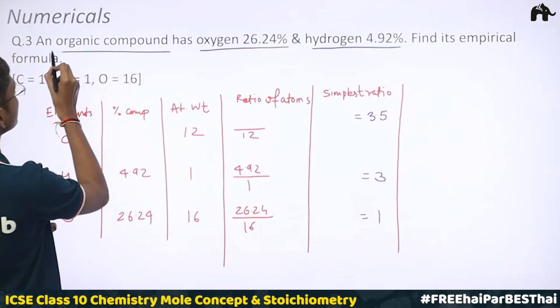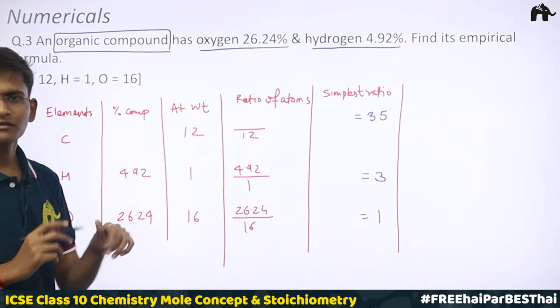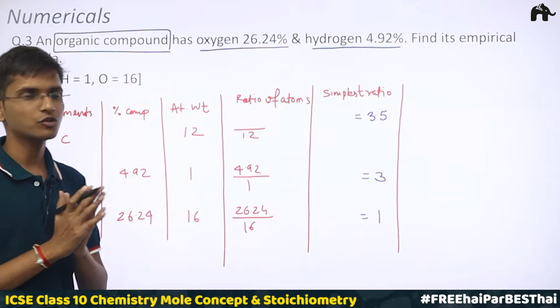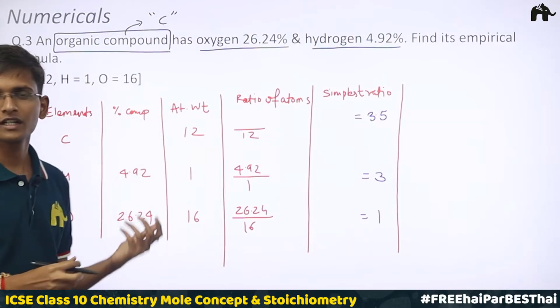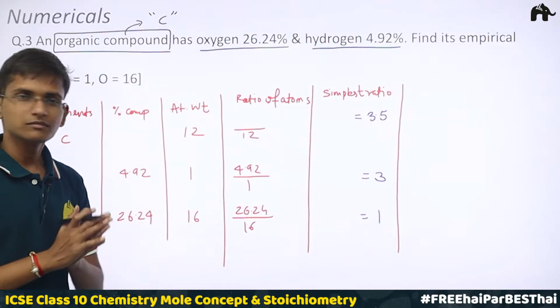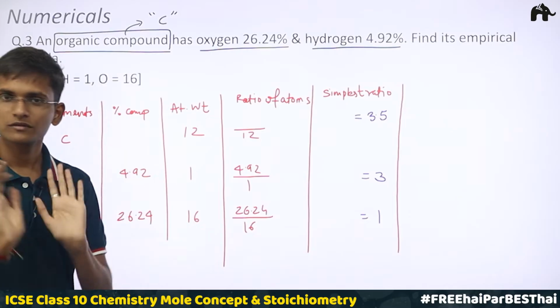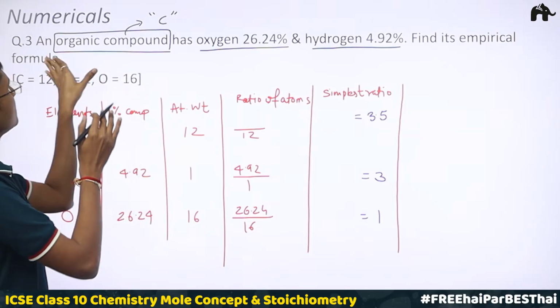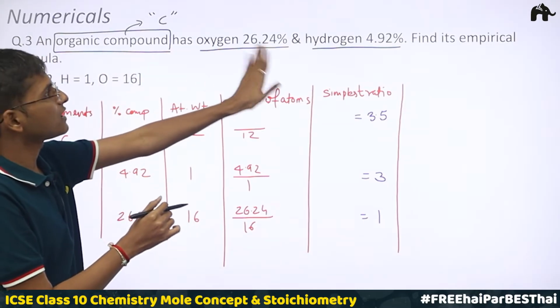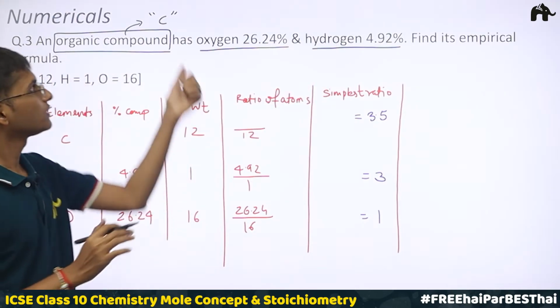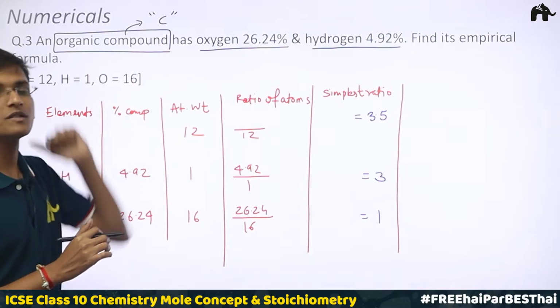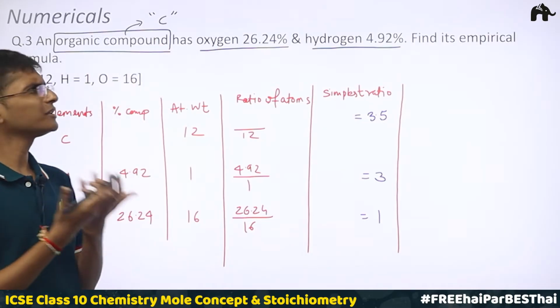Now they are saying that this is an organic compound first of all, but when you study organic chemistry, you would definitely come to know that every organic compound has carbon. It's the backbone, means without carbon there is no organic compound, very simple. But here in this organic compound, they have given us the percentage by weight of oxygen and hydrogen only. The percentage by weight of carbon is missing. Now very simple logic we have to apply.